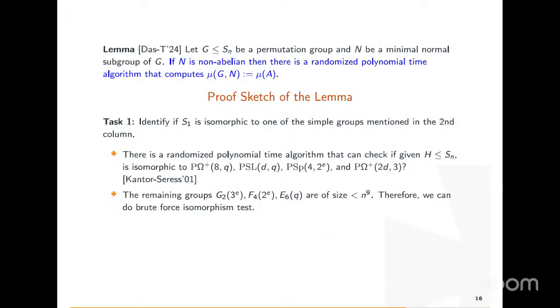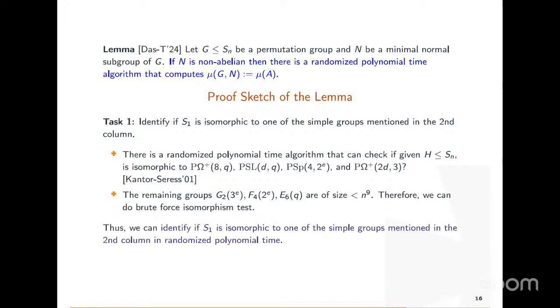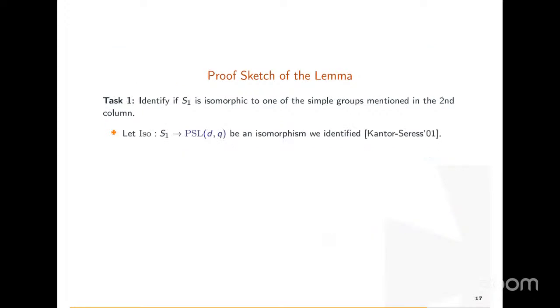Also, the remaining groups were of order less than n to the power 8, because they are small size Lie type groups. So using this as a black box, we can recognize whether our S belongs to the first column or not. But now we have to check whether the A belongs to the second column or not, third column or not.